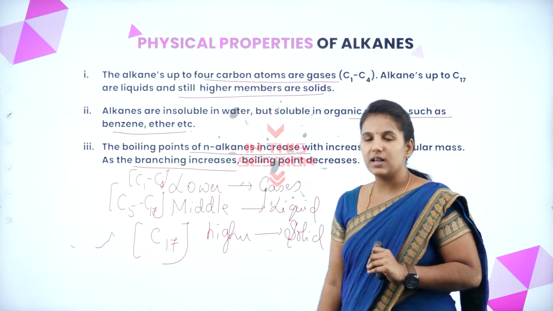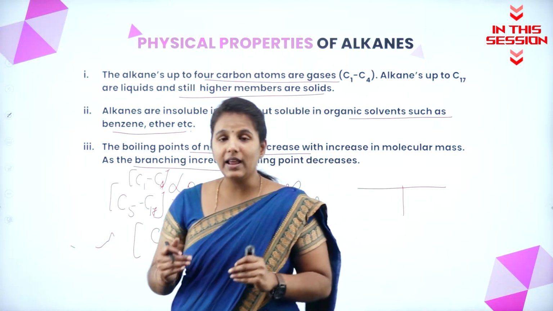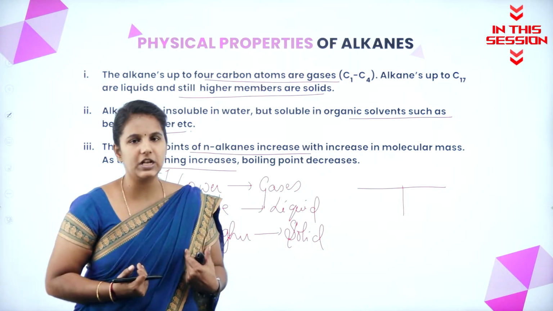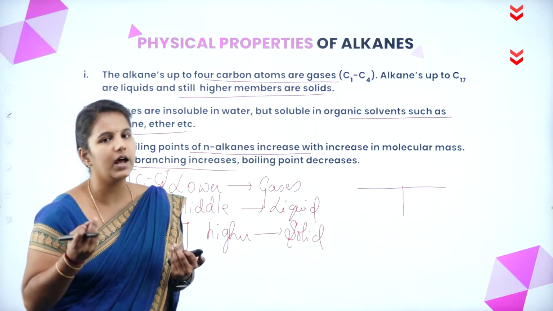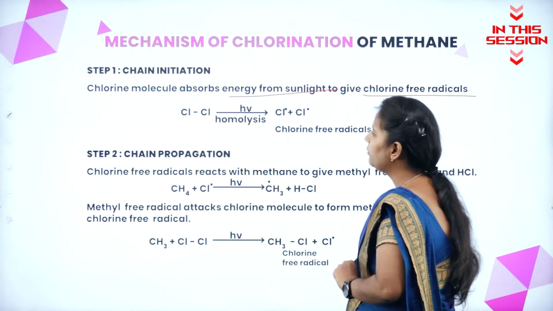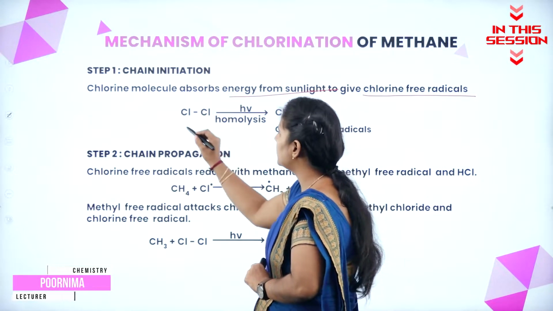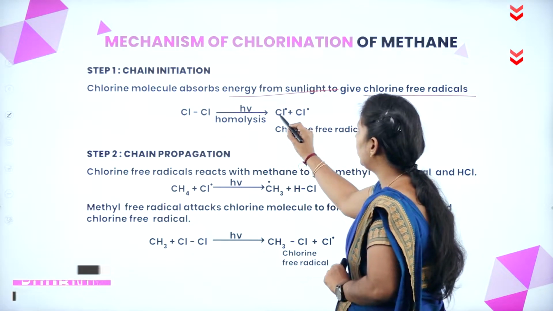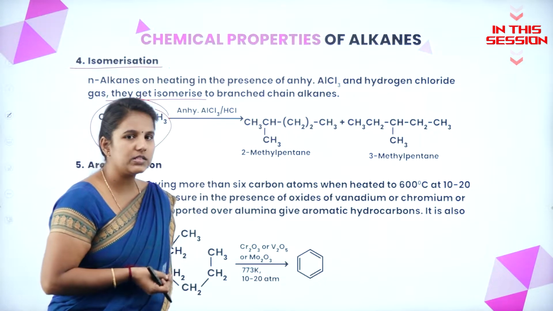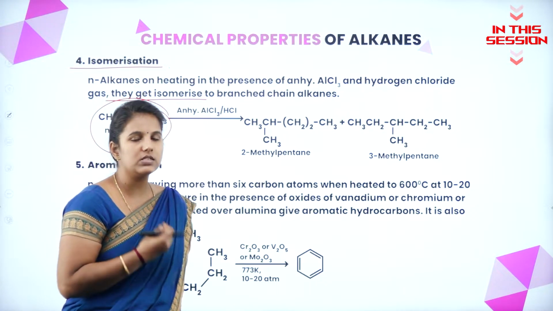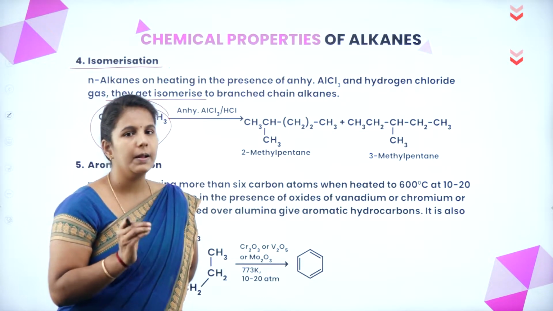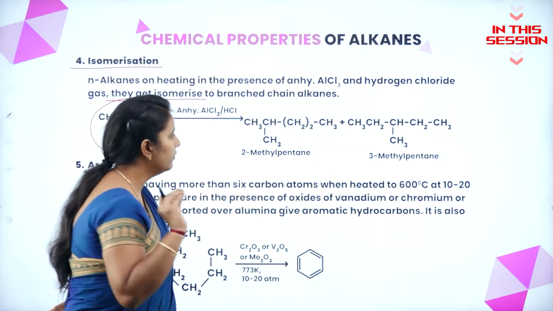The boiling points of the alkanes increase with the molecular masses and decrease especially when there is branching in the carbon chain. Chlorine free radical: we know that we have used a chlorine molecule which absorbs the sunlight and forms a chlorine free radical. What are isomers? We know that isomers are the organic compounds which have the same molecular formula but different structural formula.